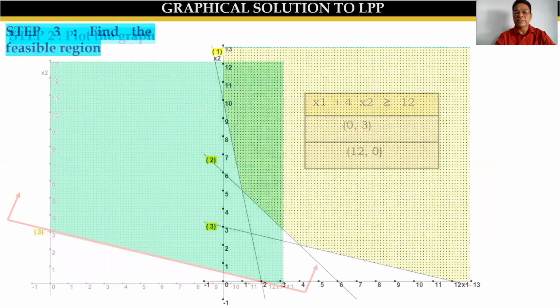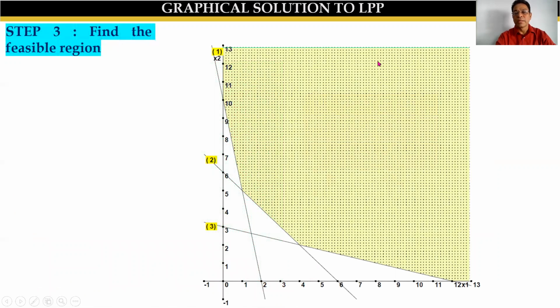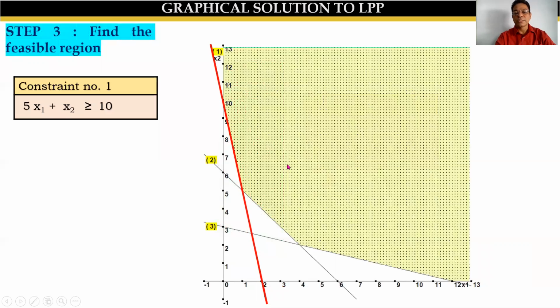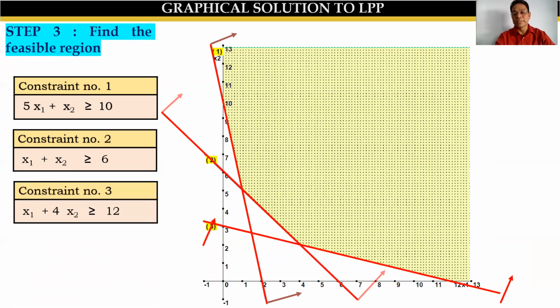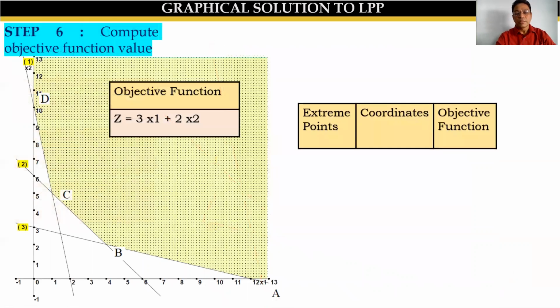So if we integrate all these three constraints, we get this type of feasible region. This is the feasible region, and these are the corner points. This point, this point, this point, and this point. These are the corner points. So constraint number 1 says this. Constraint number 2 says this is the feasible region. Constraint number 3 says this is the feasible region. And considering all these regions, these are the points A, B, C, and D.